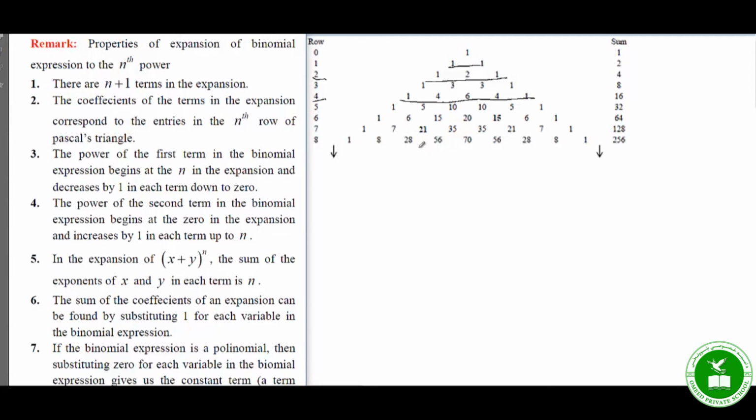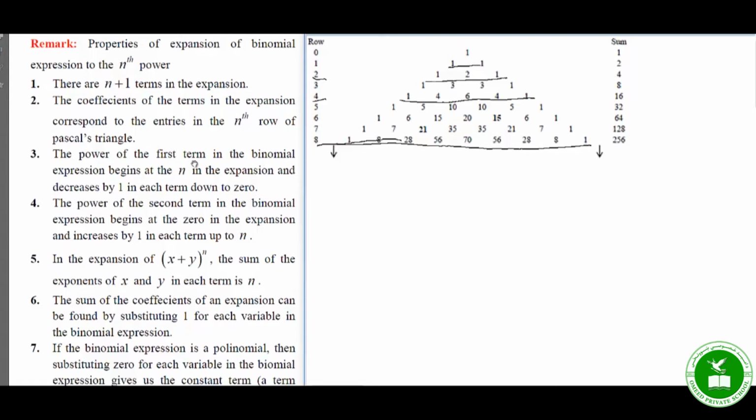Second, how can the coefficients of the terms in the expansion be obtained? By the entries in Pascal's triangle related to the nth row. If the power of the binomial is n, the entries belonging to row n in Pascal's triangle are the coefficients of that binomial expansion. For example, if we have (2x + y) to the power of 8, the entries belonging to row 8 are the coefficients of that binomial expansion.